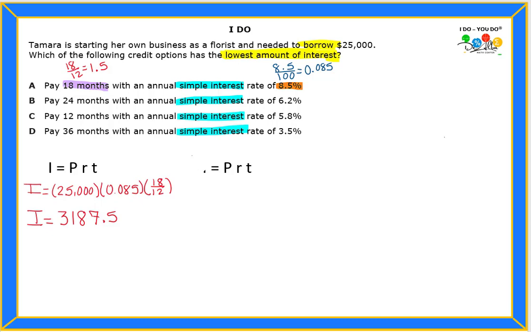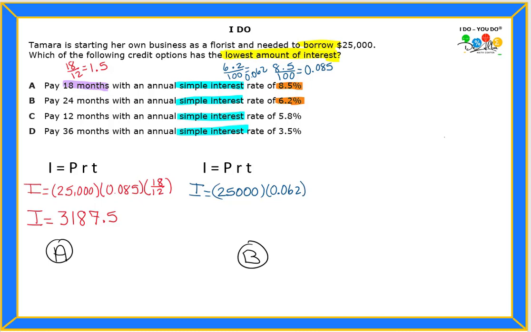Okay, so let's check on letter B. And of course, we're going to do the same formula. So this one was A, and this will be B for us. So let's go ahead and do letter B. The I is still there. This is 25,000. The rate, look at the rate for letter B. The rate is 6.2%. Therefore, I am going to divide that by 100. 6.2 over 100, and that will give you 0.062. So we're going to write it down over here.